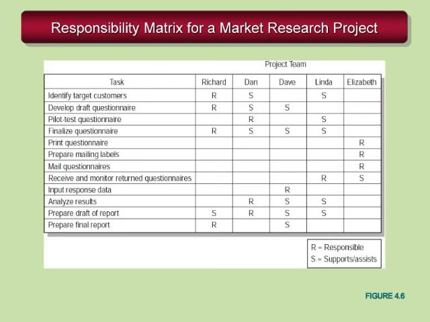Here's just one example of a responsibility matrix for a market research project. All the tasks are listed out, individuals on the project team are identified, and we have who's responsible for a particular task and who provides support or assists on that task. So it's pretty clear who the responsible person is, and they can then gather the resources and the support they need to get the work done.